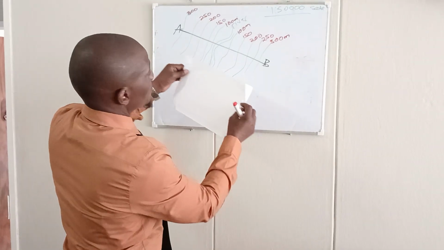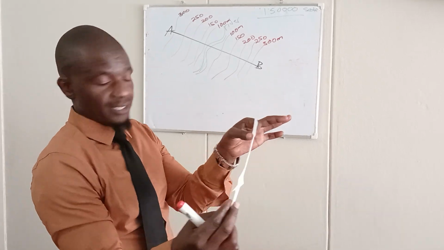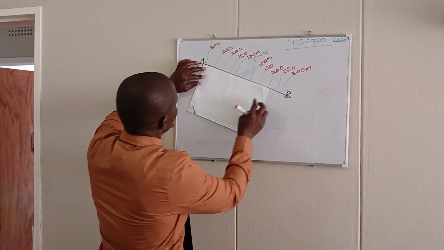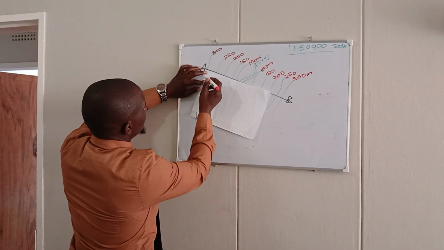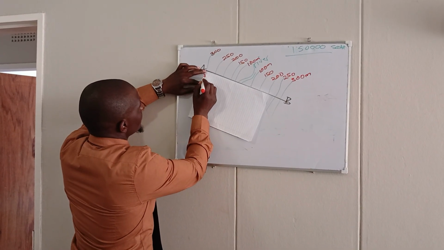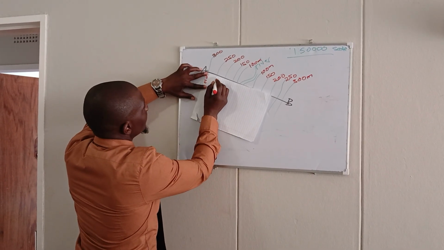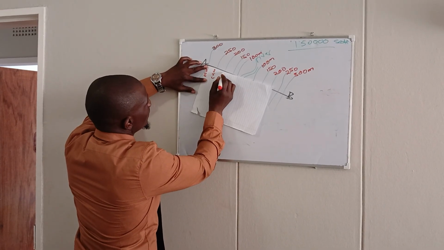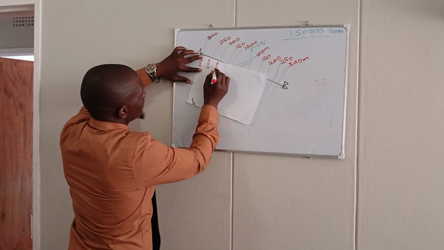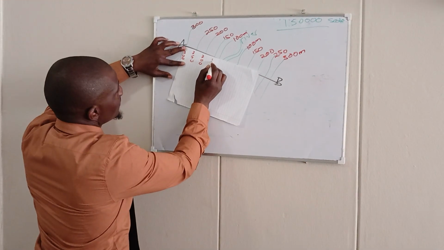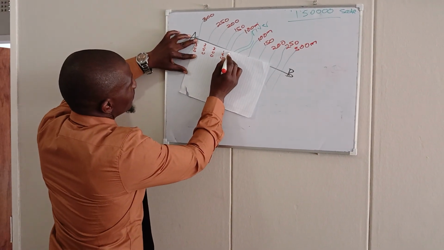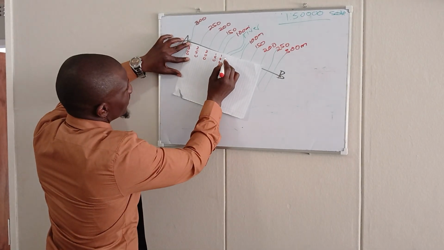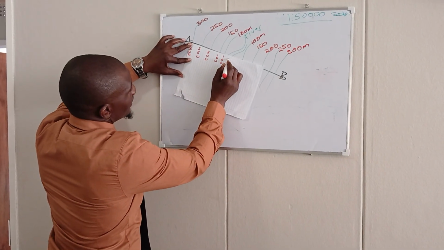So the first thing that I'll do is I'll need a paper like this. Then I'm going to mark my height from point A to point B. So here I've got 300. Then I've got 250. I'm going to try to make them as close as possible. I've got 200. Then I've got 150. Then I've got 100. Then in between, there's a river here.